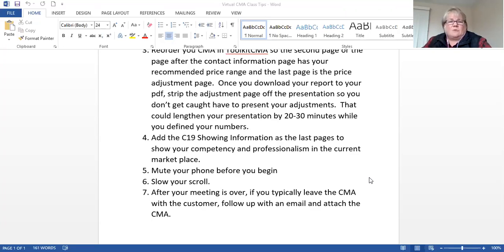And then after your meeting is over, if you typically leave the CMA with the customer, follow up with an email and attach that CMA. I would follow up with an email regardless, just to thank them for the time. But if you leave the CMA at the table, typically you'll want to attach it to that thank you email so they have that. If they don't, you don't need to. So follow what your comfort level is there.